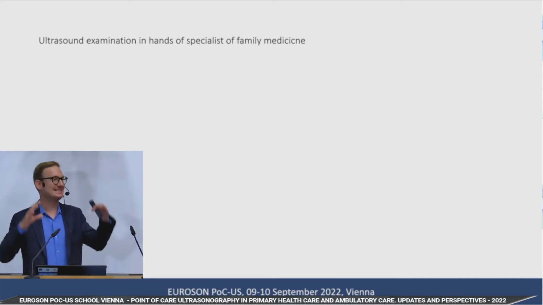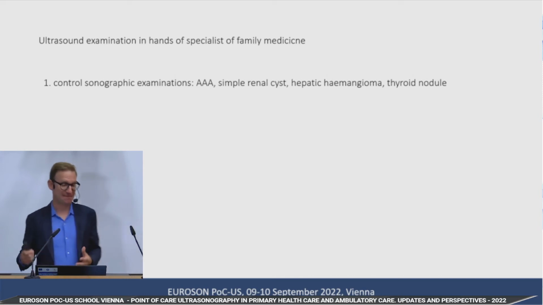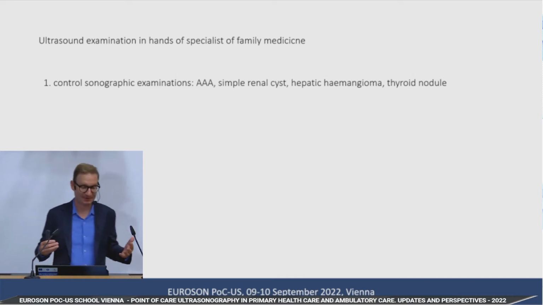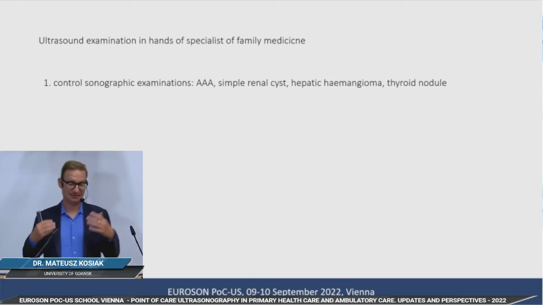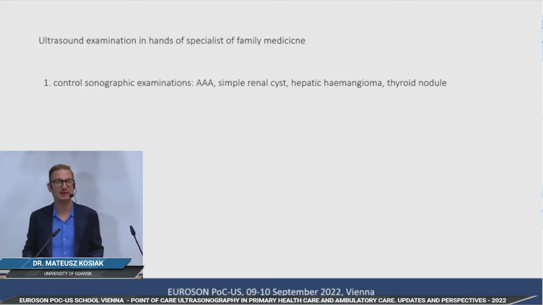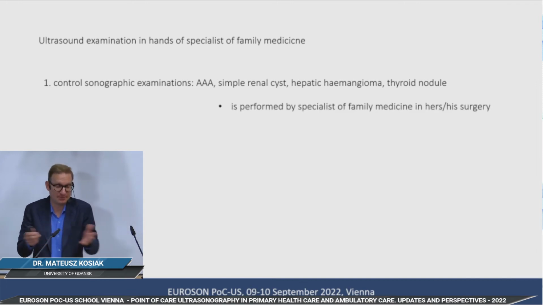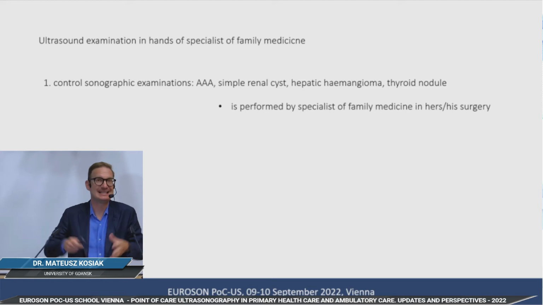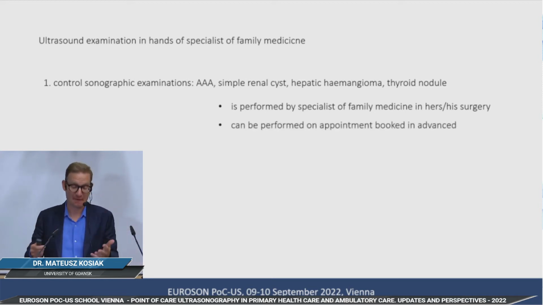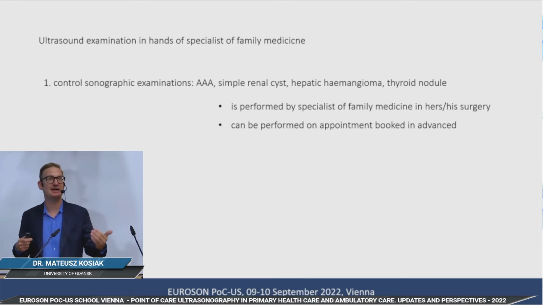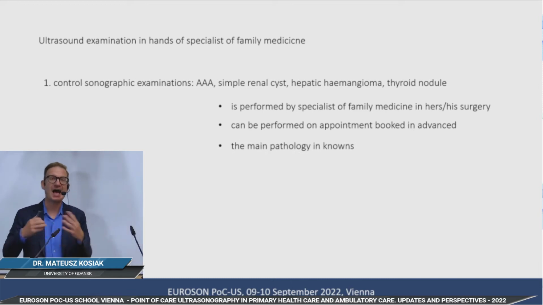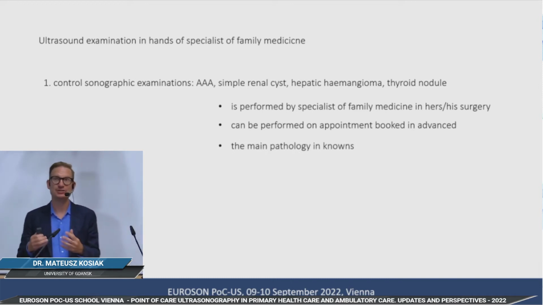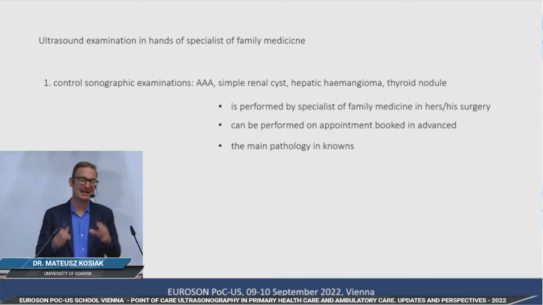One scenario is that a family physician can control with sonography different conditions like aorta aneurysm, simple renal cyst, hepatic hemangiomas, thyroid nodules. This examination is performed by specialists of family medicine in his/her surgery, and can be performed on an appointment booked in advance. We don't need to add this extra examination during an ongoing visit, and the main pathology is well known. It's like a control examination, and this is one scenario.